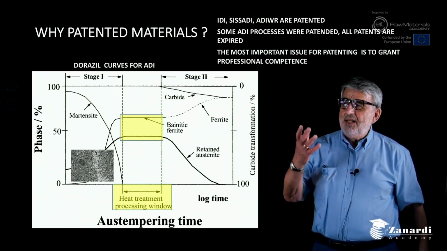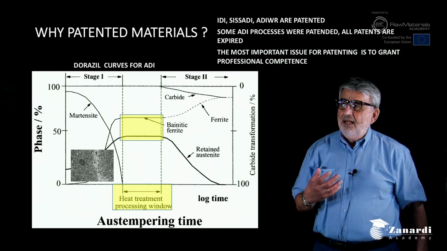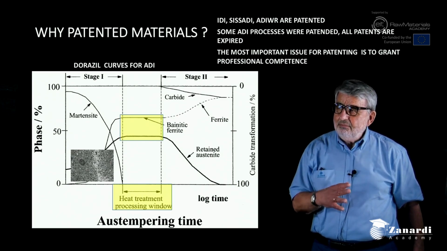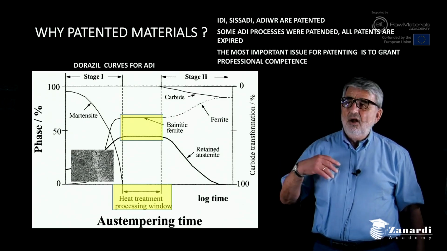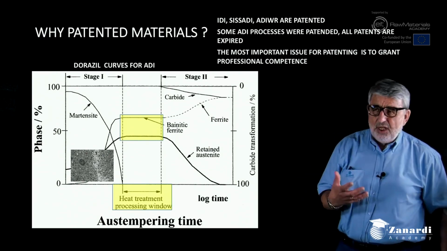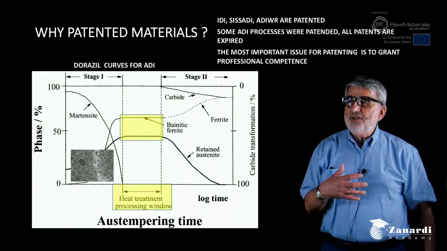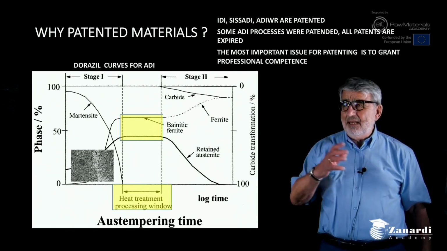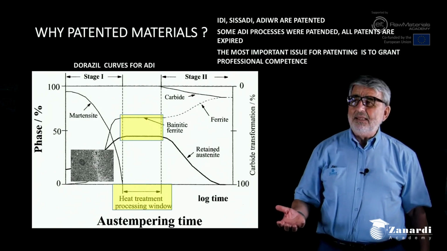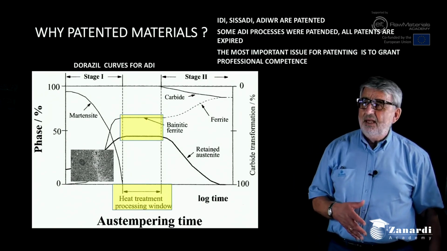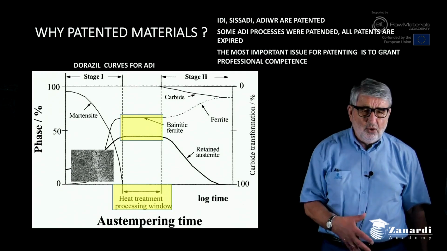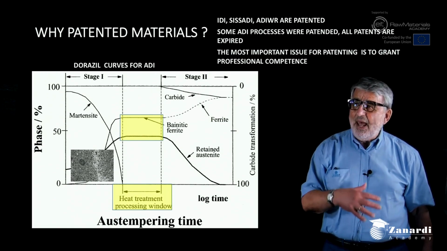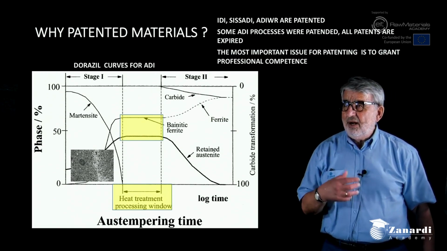You see that in yellow, I highlighted the so-called process window. This time, this level of the phases, corresponds to the maximum stability of the austenite. That means the better machinability. That means the better impact strength, impact energy to be absorbed. That means the best fatigue properties when you have notches or cracks.